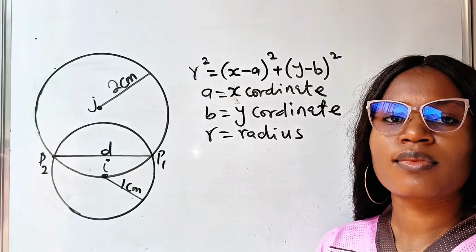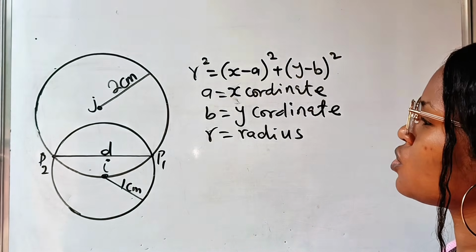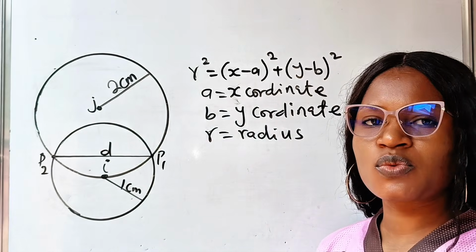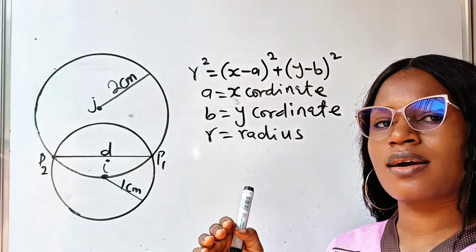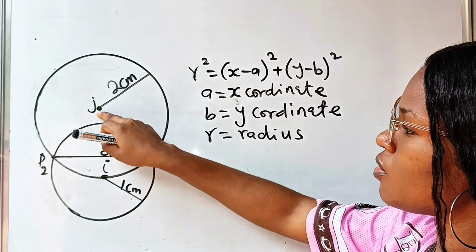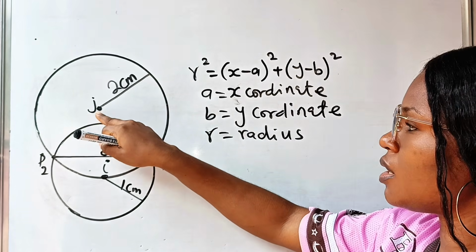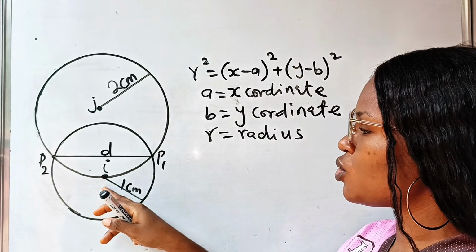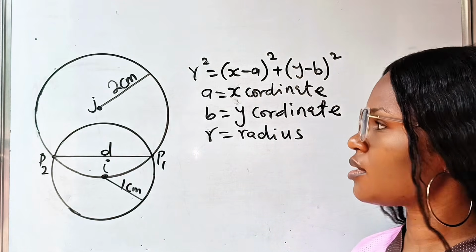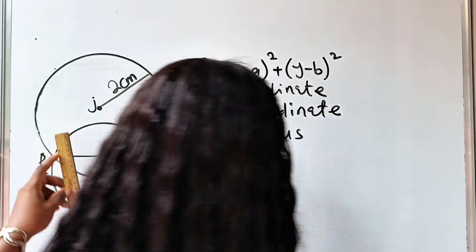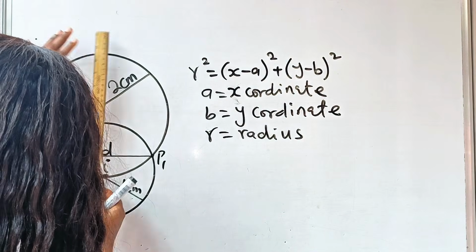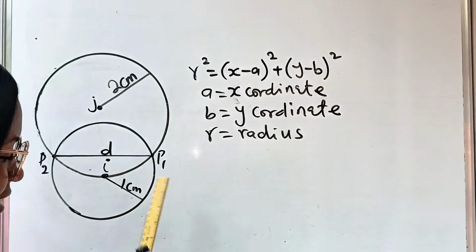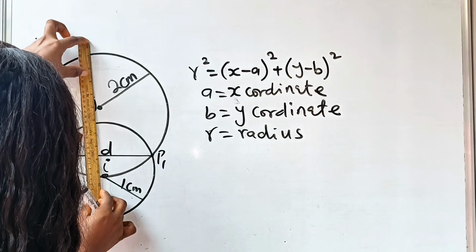And r is the radius of the circle. So if we should now compare this with what we have here, that means we need to draw our x and y axis so that we can get the coordinates of J, which happens to be the center of the bigger circle, and of I, which happens to be the center of the smaller circle. So let's drop a straight line. Pardon my drawing and my ruler, I'm just trying to make this as neat as possible.